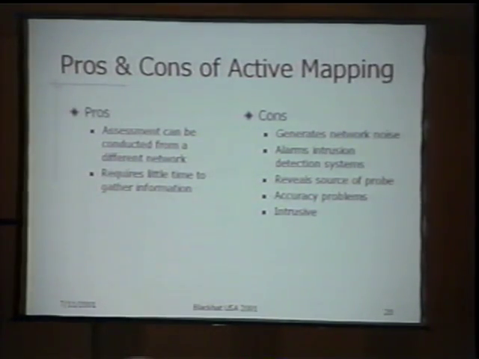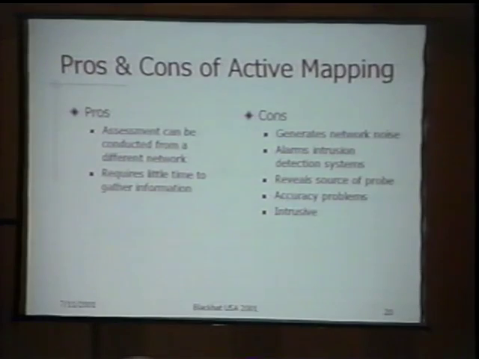There are a lot of pros and cons to active mapping. Active mapping is good because the assessment can be conducted from a different network. I can be at home on my home machine and I can map out any network connected to the internet. And it generally requires little time to gather the information. You can map out a class C in 10 minutes with vulnerability information, port information, operating system information, etc.